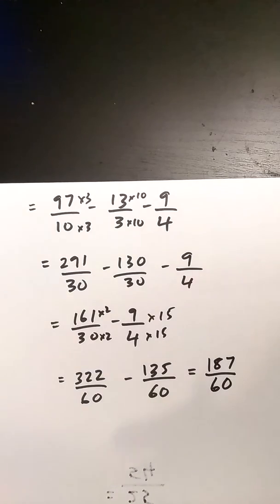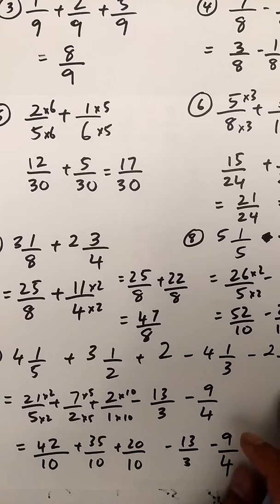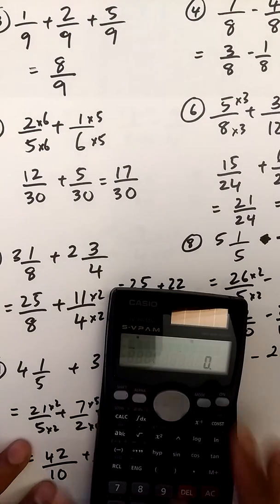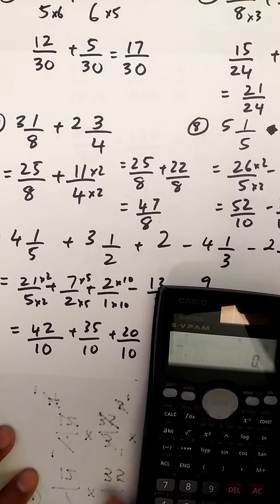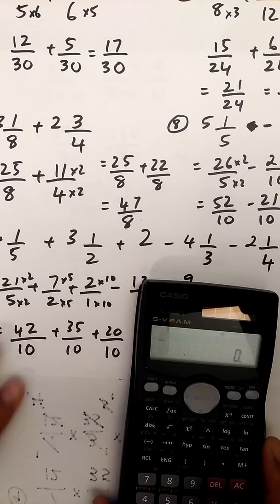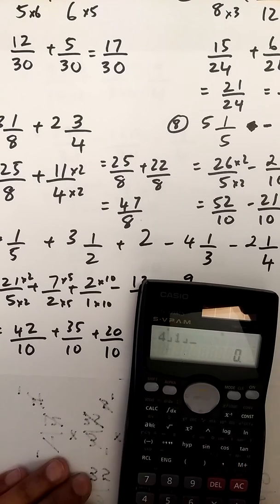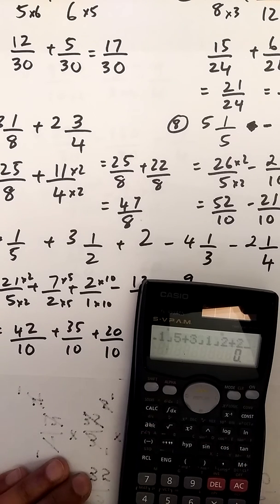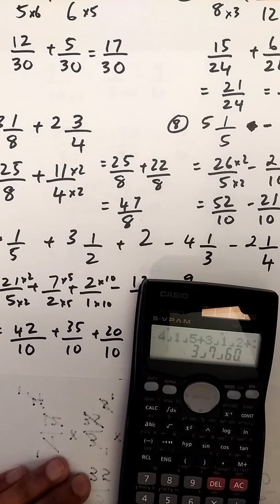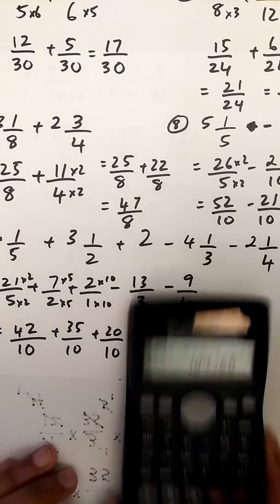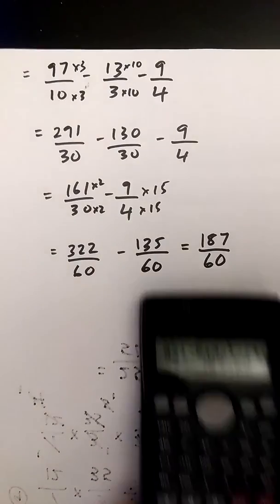Again, I'm going to try this in my calculator to make sure I've got the right solution. So I have 4, 1 over 5 plus 3, 1 over 2 plus 2 minus 4, 1 over 3 minus 2, 1 over 4. Get 187 over 60, which was the same solution.